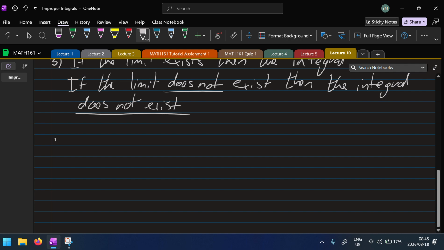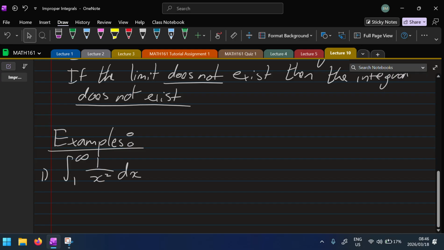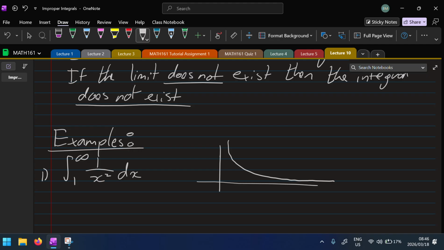Number 1. We have the integral from 1 to infinity of 1 over x squared dx. We can put a little sketch to this to see what this area is going to look like. So here we have the following picture. 1 over x squared will look something like that. We're just looking at the positive part because it's from 1 to infinity. Let's say 1 is over here. So the area is everything to the right of 1.